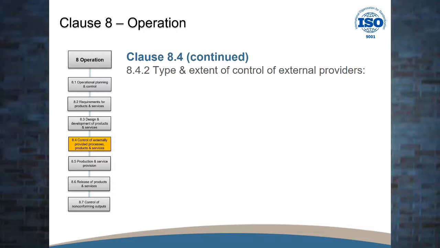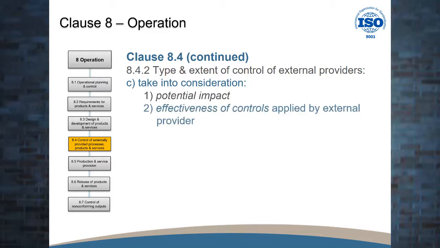So 8.4.2, type and extent of control of external providers. We need to not control everyone the same, and there's some external providers that you have to control a lot more than others. So how do you make that determination? So 8.4.2c, take into consideration, one, the potential impact of your external provider not complying with what the requirements are, and then what is the effectiveness of controls applied by the external provider.